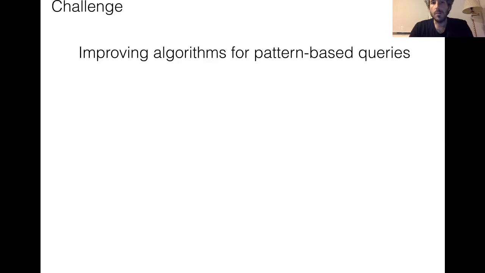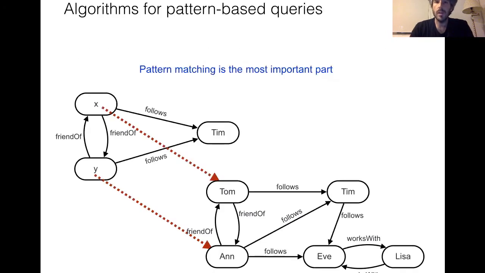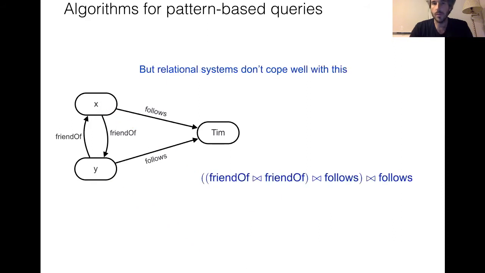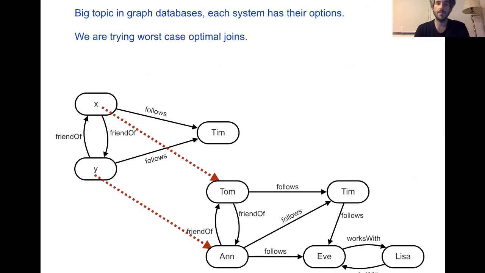So about improving algorithms for pattern-based queries, again, this is the most important part, and the key thing is that relational systems don't cope well with patterns. The main reason for this is that when you translate the graph into a relational database and translate the pattern into a relational query, you end up with something that has a lot of joins. And this is not good for relational systems. They don't know how to deal with this.